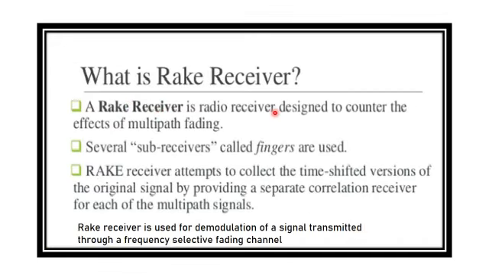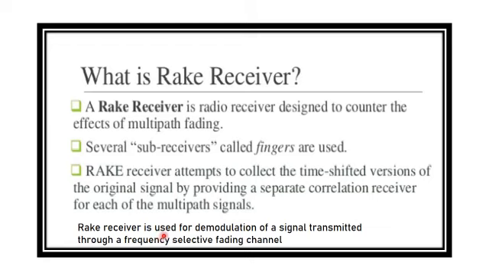Next is, what is a rake receiver? A rake receiver is a radio receiver designed to counter the effects of multipath fading. It is basically designed to overcome signal fading. It uses several sub-receivers called fingers. The rake receiver attempts to collect the time-shifted versions of the original signal by providing a separate correlation receiver for each of the multipath signals. If there are m multipaths, it uses m correlators to correlate the received signal.